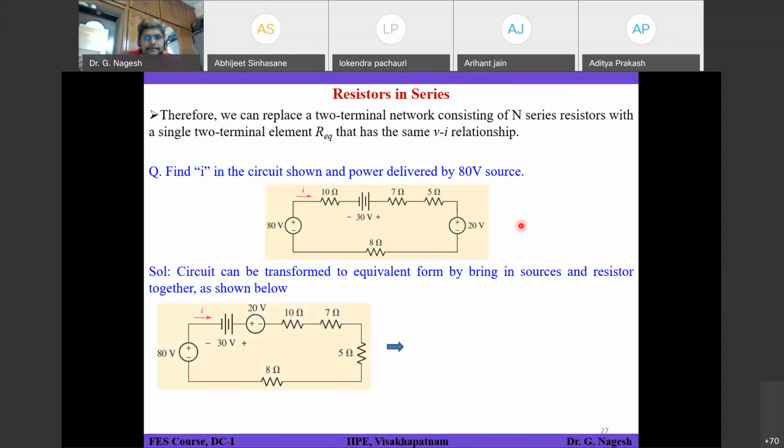If you see, I am trying to bring all the voltage sources to one point, let's say to the extreme left. I am not changing any polarity. So it is minus 30 and plus 20, same thing. Plus is on the top, so plus is coming first for the current. So I segregate all the voltage sources to the left-hand side and place all the resistors at one point. You can do this when you have only voltage sources and resistors present in your circuit.